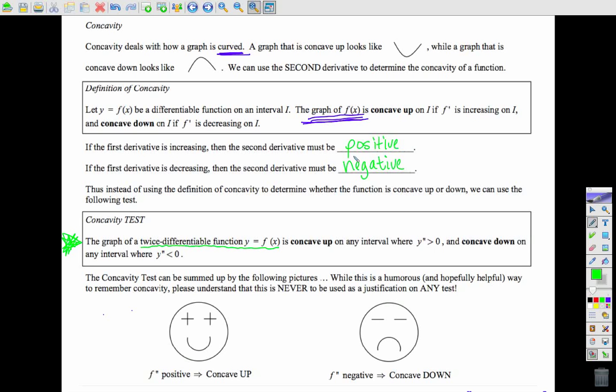The concavity test can be summed up by the following pictures. Yes, these are silly, but I do think they kind of help you remember. They don't help understand maybe, but they do help a little bit remember what's going on. When the second derivative, which is why there are two positives here because it is the second derivative.